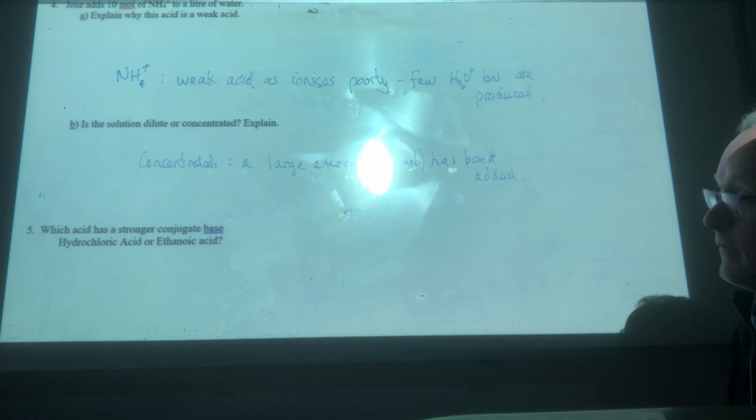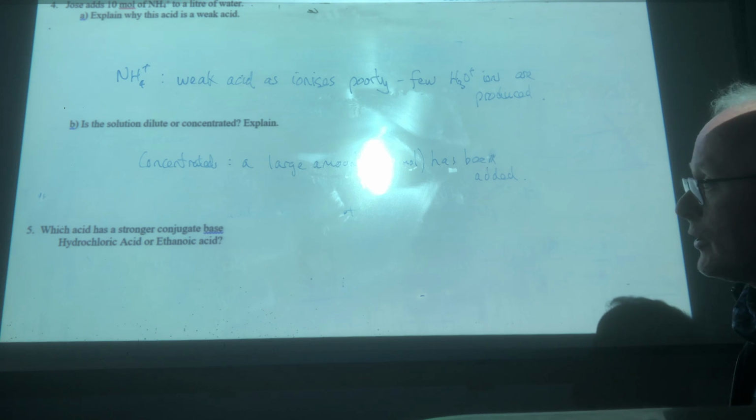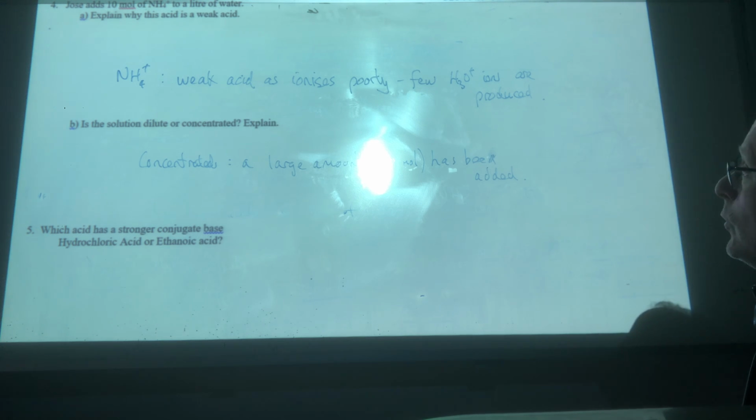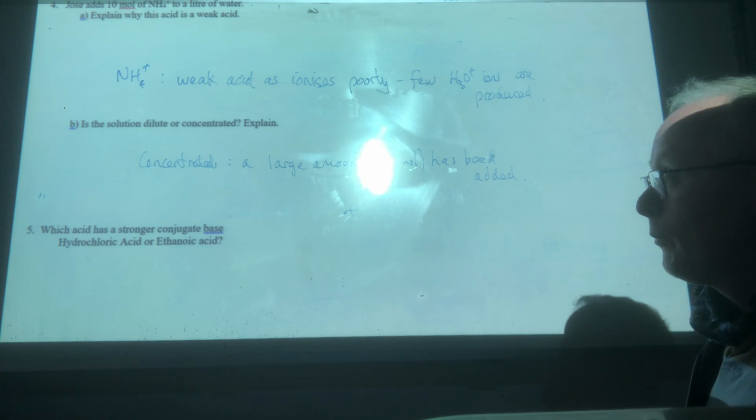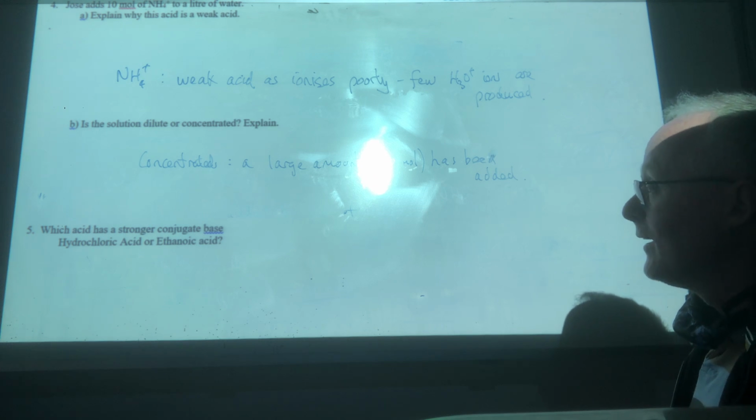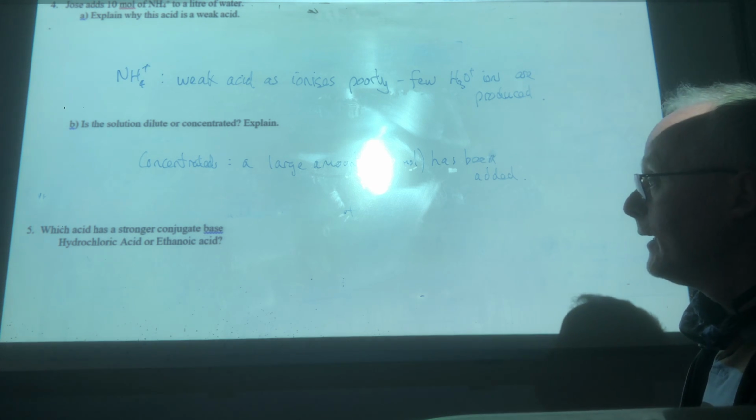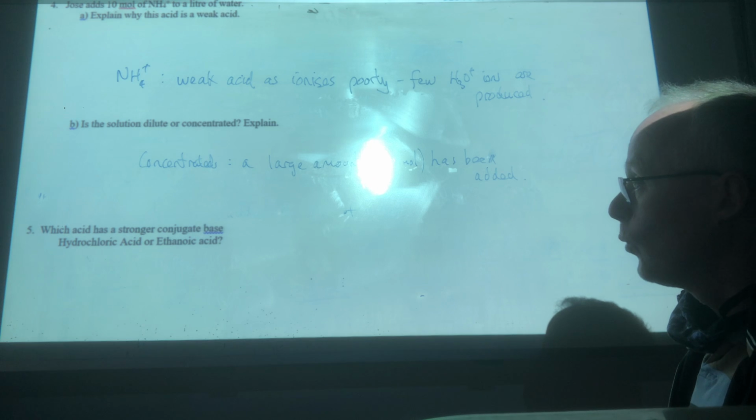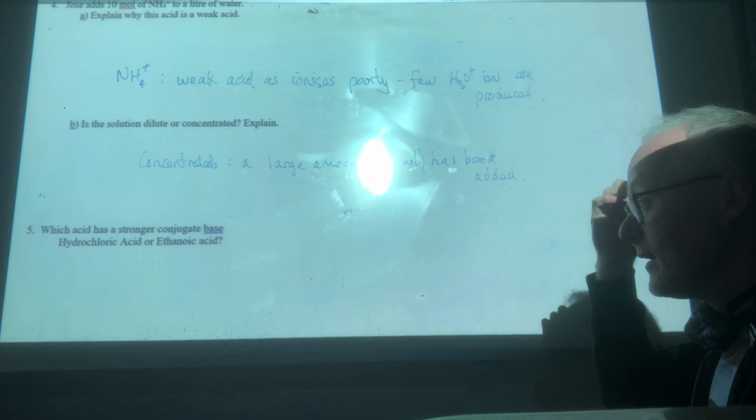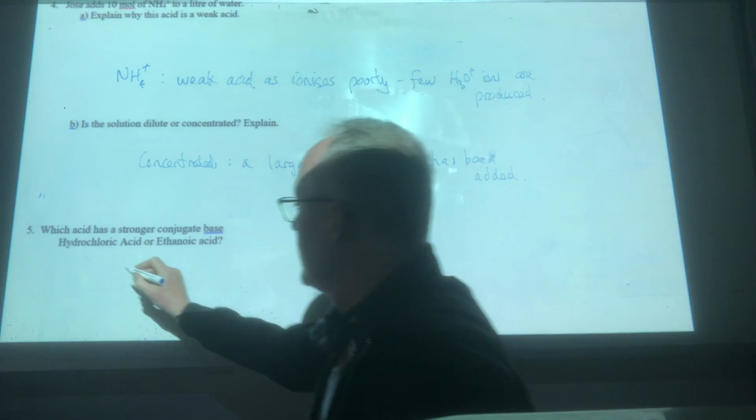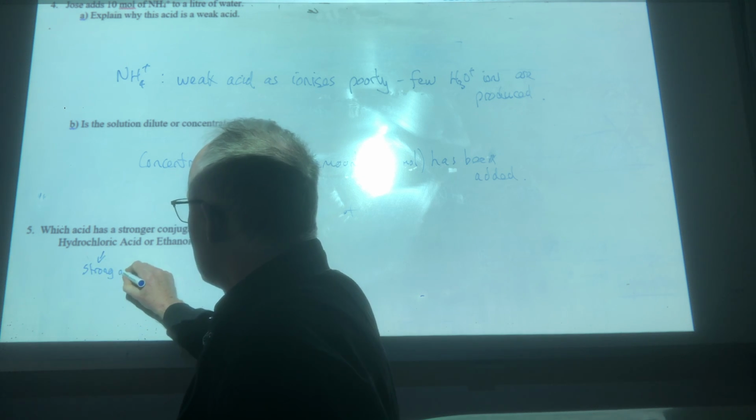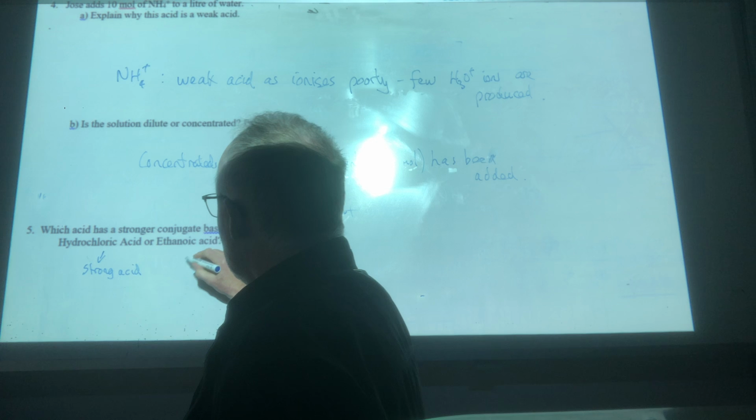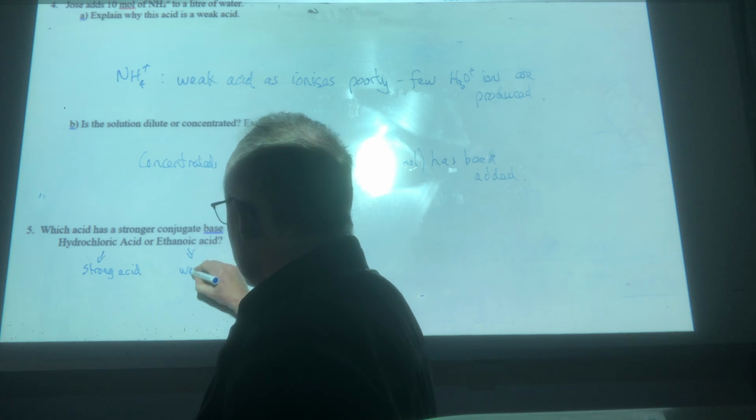And finally, question 5. Which has the stronger conjugate base, hydrochloric acid or ethanoic acid? Well, the principle we go by is that the stronger the acid, the weaker its conjugate base. So HCl is a very strong acid. Ethanoic acid is a weak acid.